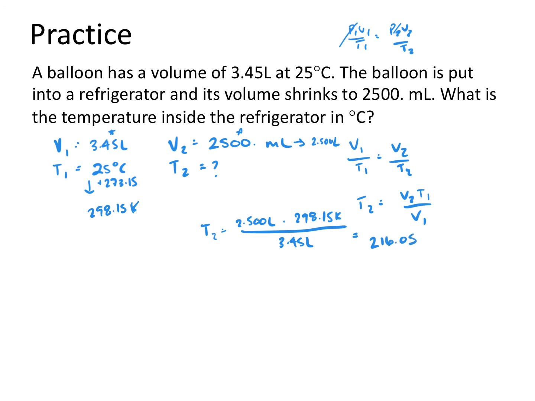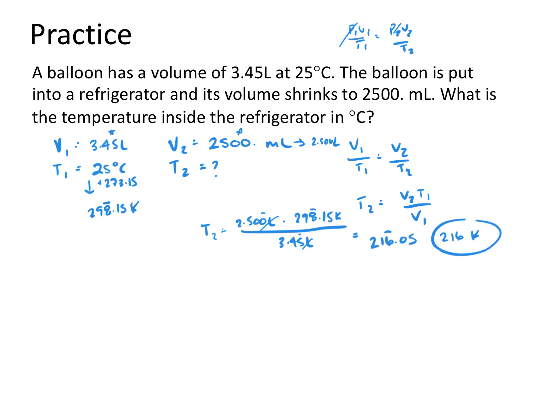216.05. Significant figure-wise, we got 3 here, we got 4 here, we got 3 there. So sig figs is going to be to the third digit here. So 216 is going to be our final numerical answer. Liters and liters cancel. Kelvin is what we have left over, which corresponds to the temperature inside of the refrigerator.